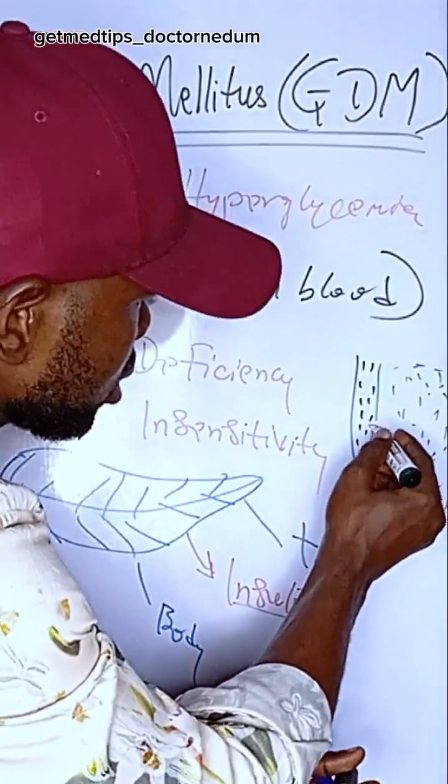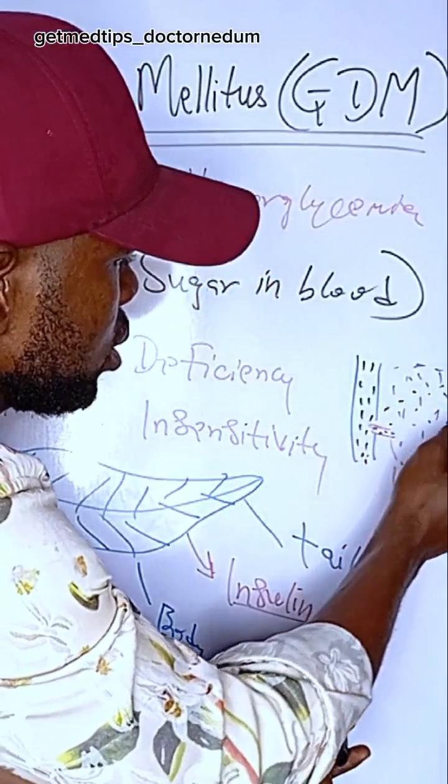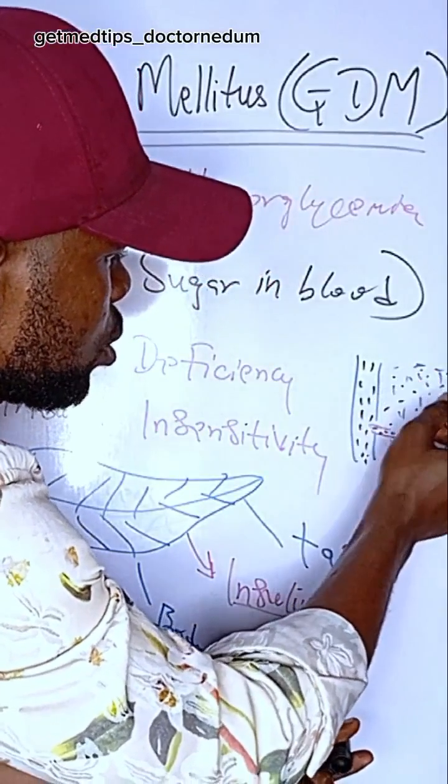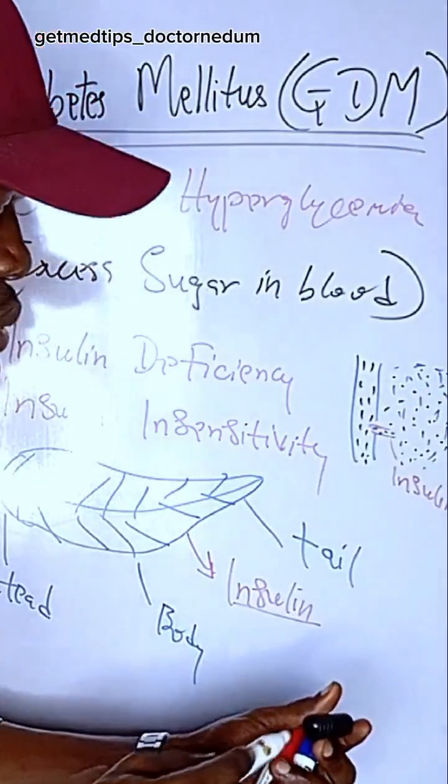This insulin will carry the sugar into the body tissue where it will be used for energy production.